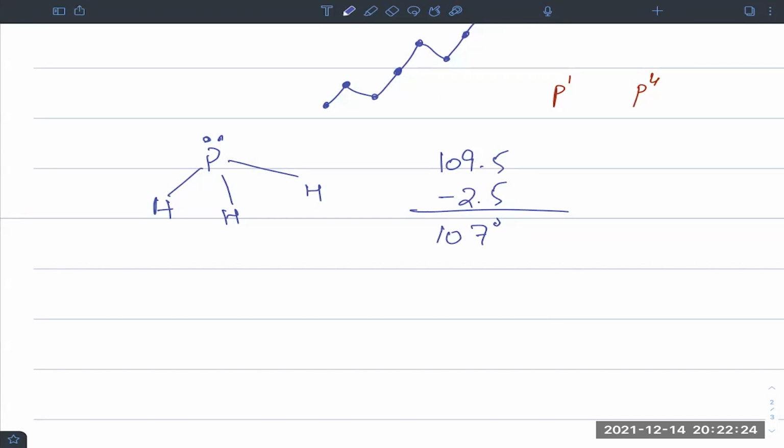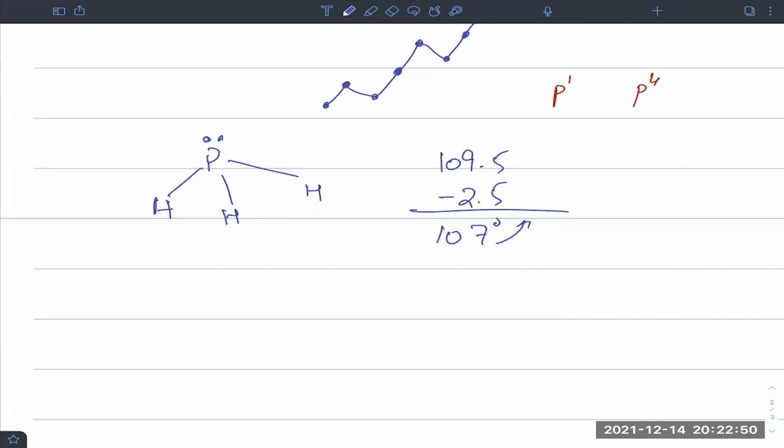So that's the one that is most likely to be there. But because phosphorus is also much less electronegative compared to nitrogen, the bond angle will be slightly bigger. So we can assume it to be the nearest option, which is C. Okay? So C is the nearest option.